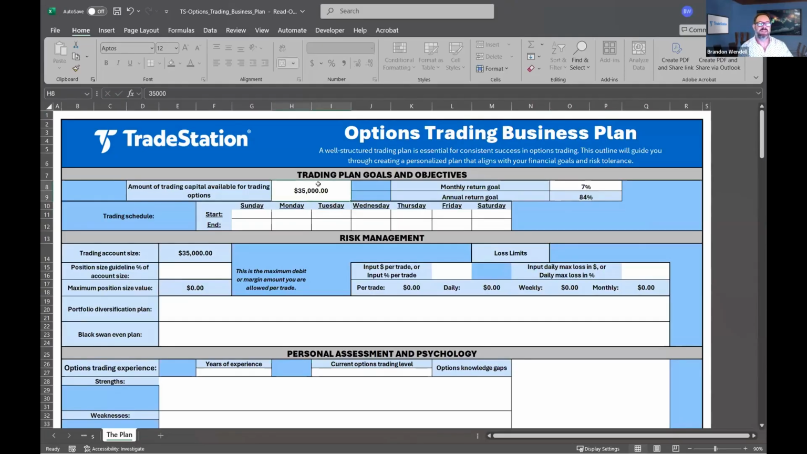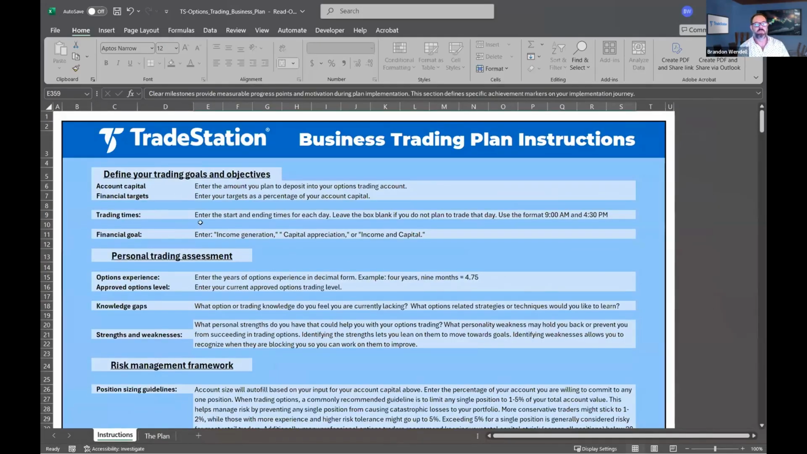Now, you may not end up putting all of your money to use. And the nice thing about this is in the worksheet, there are also instructions to help you. These are just some guidelines and suggestions. If you want to follow them, great. If you don't want to, you can put in your own.